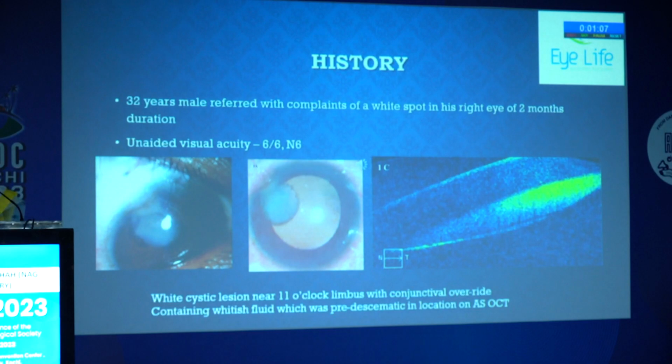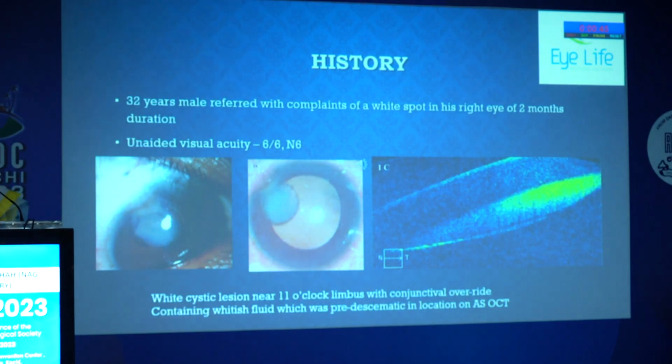This was a 30-year-old male who was referred with complaints of a white spot in his right eye since 2 months. His unaided visual acuity was 6/6, N6, and on slit lamp examination we could see a white cystic lesion near the 11 o'clock limbus with conjunctival override, and the cyst contained whitish fluid and was noted to be pre-descemetic in location on the anterior segment OCT.